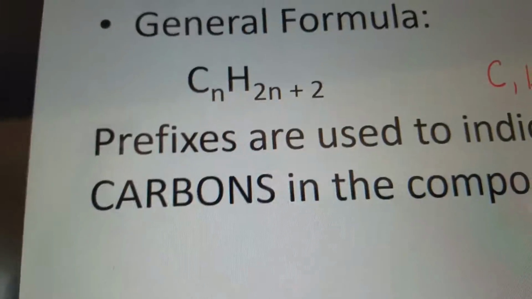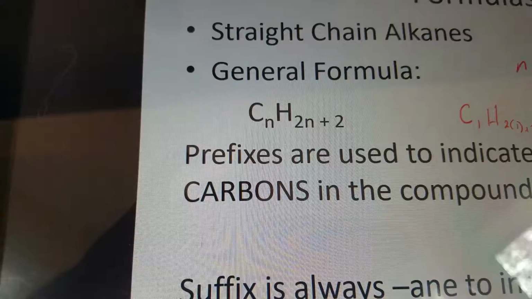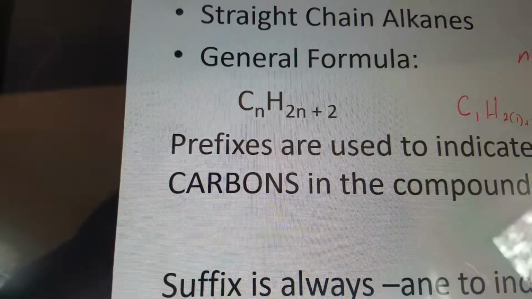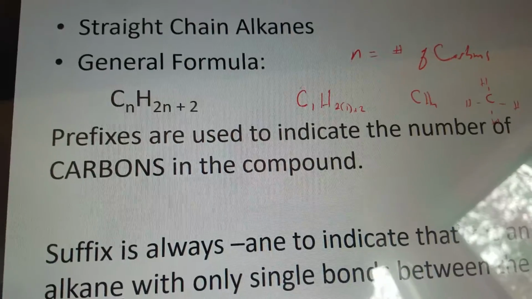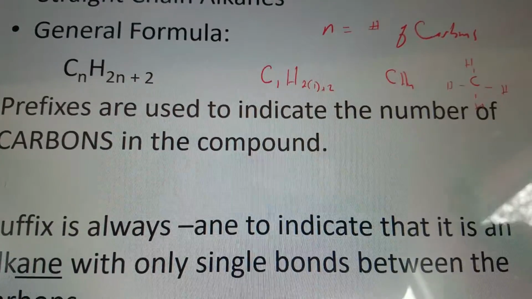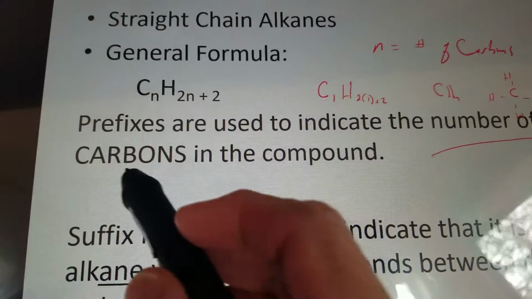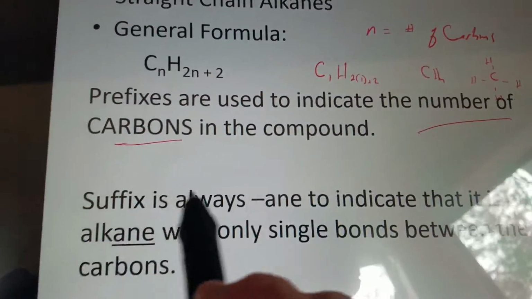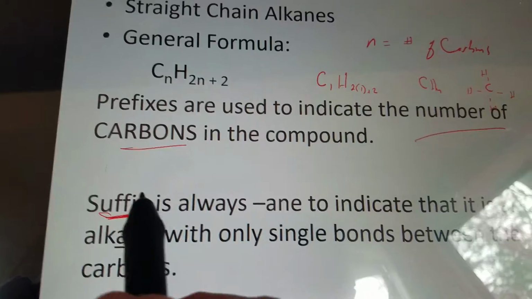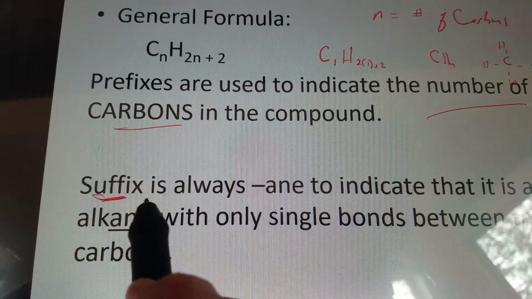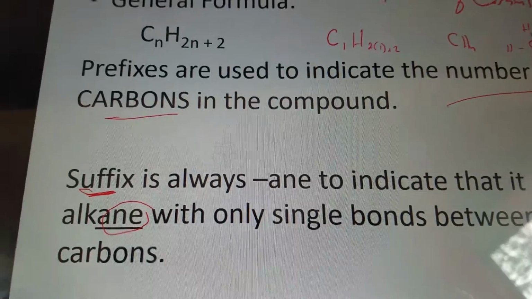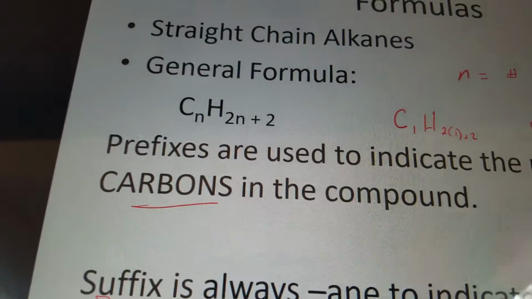You will use prefixes in this case, some of which will be similar to the ones we did with the covalent compounds, but the first 4 are different, and these prefixes indicate the number of carbons that you have in that particular compound. You always have the suffix on this, or the ending will always end in ane, which is part of the term alkane. So let's look at some examples.